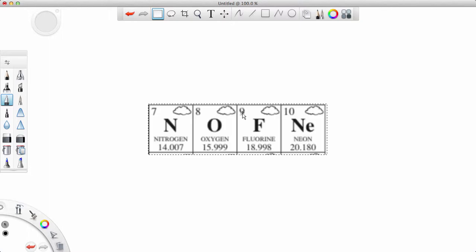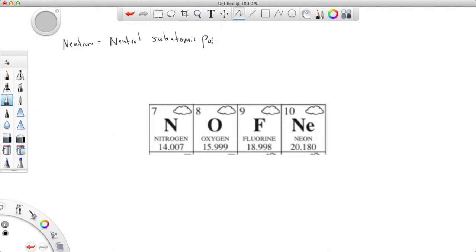So today we're going to discuss how to determine how many neutrons are in a given element. So, neutron. Remember, the neutron is the neutral subatomic particle, and it's located in the nucleus, right, with the proton.